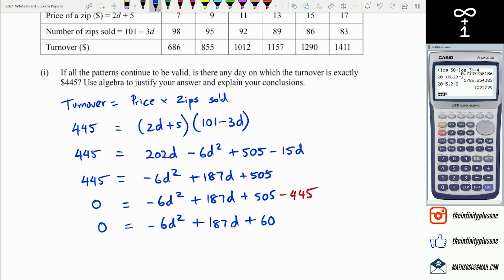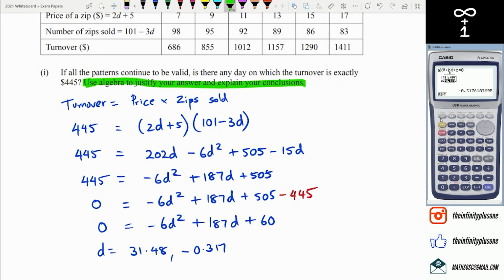Cool, so I'm going to chuck this in the graphics calculator, and again, you can actually use the quadratic formula if you have the time, but because we are allowed to use the graphics calculator, I'm just going to go straight there. So we've got negative 6, 187, and 60. Cool, so when we solve this, we're getting D as two values. Our first value is 31.48, and our second value is negative 0.317.